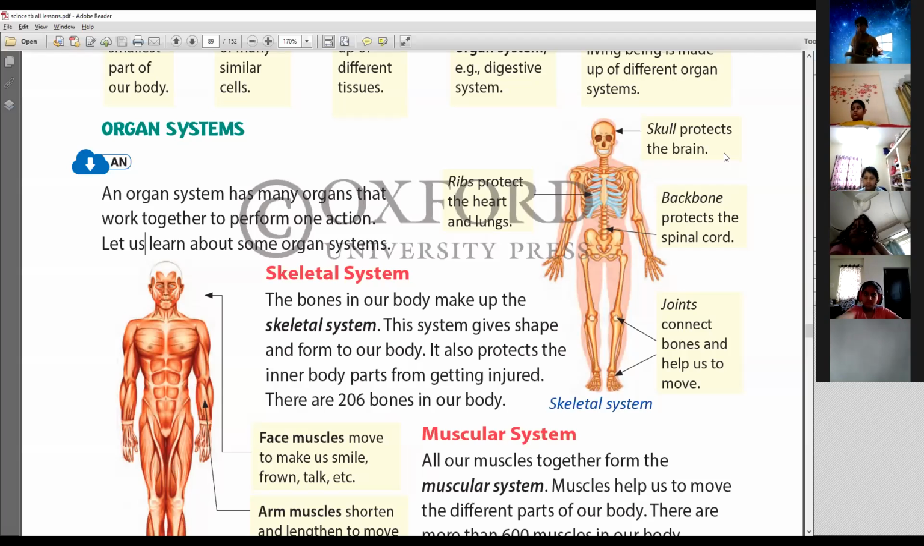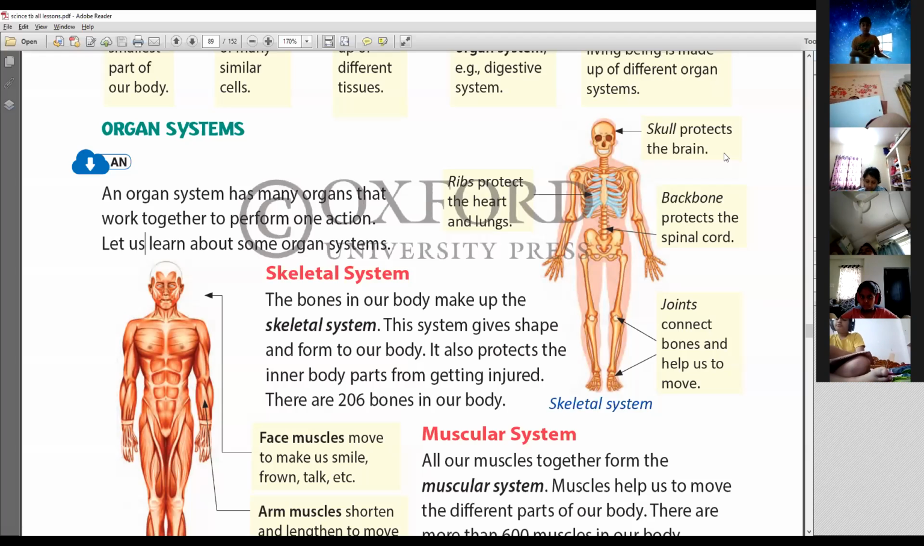If you are healthy, it means every system is working properly. When do we get sick? We get cough and cold, stomach ache, our digestion sometimes gets disturbed, we have headache, sometimes chest pain. Why do we get all these things? If one of the organ systems fails to work properly, we become sick.